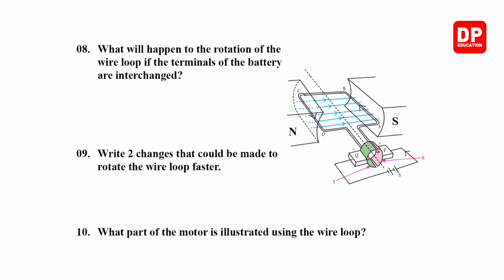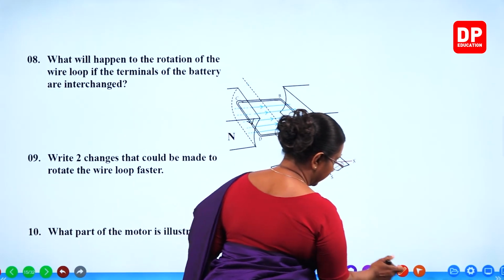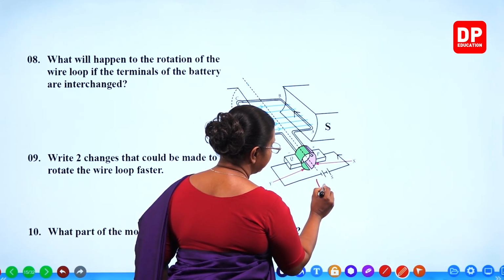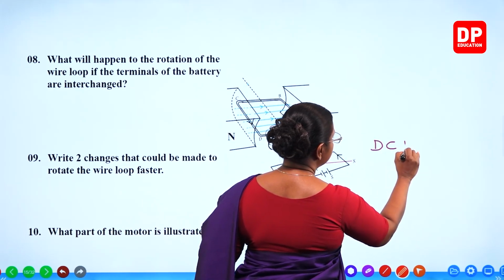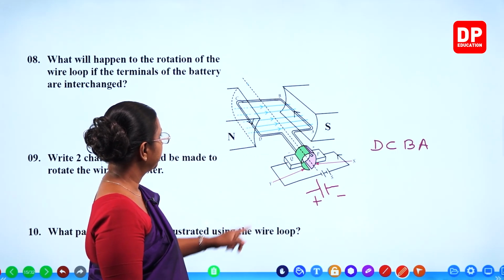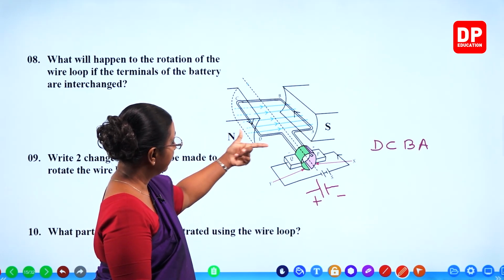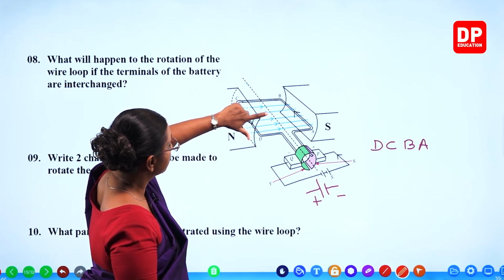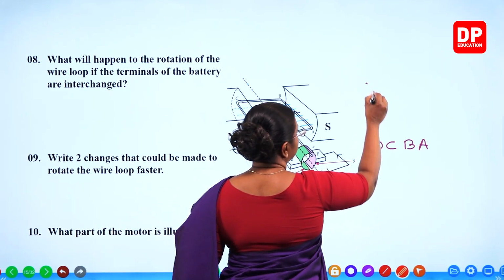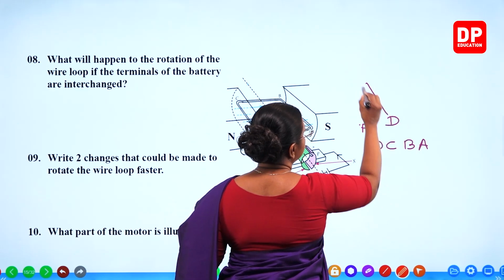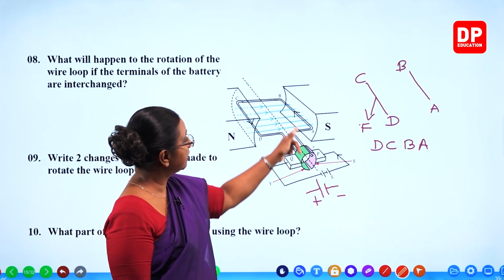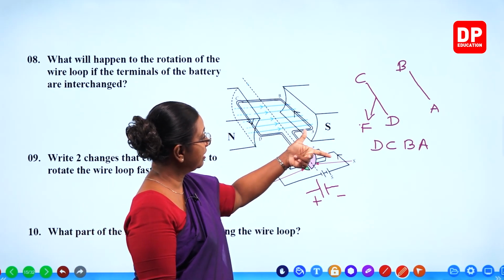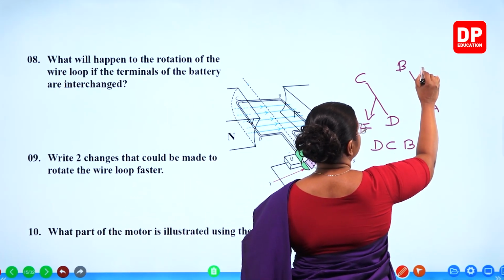Part 8. What will happen to the rotation of the wire loop if the terminals of the battery are interchanged? So, if the terminals of the battery are interchanged, what will happen there? Then, of course, you will have the positive terminal here, negative terminal there. Then the current flow will be in the direction initially DCBA. So, what happens there? The DC part of the loop, field is in the direction north-south, current is flowing inwards, so the force will act downwards. So, DC force is acting downwards. At the same time, AB, in what direction does the force act? AB current will flow this way, field that way, the force will act upwards.